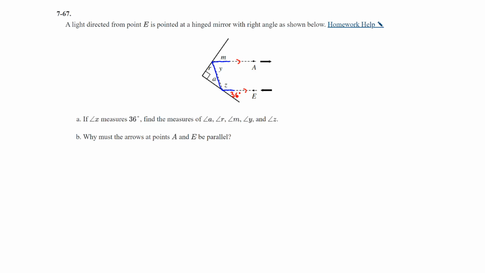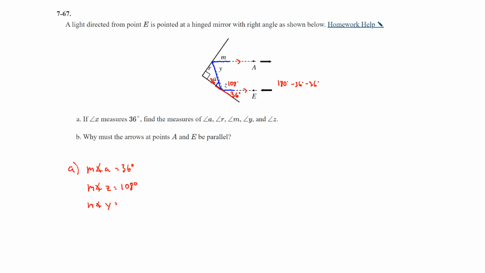We also know that the way the light hits the mirror, angle A should be the same as angle X. So we also know angle A should be 36 degrees. Since angles A, Z, and X create a straight angle, we know angle Z is 180 minus 36 degrees minus 36 degrees, so that would be 108 degrees.